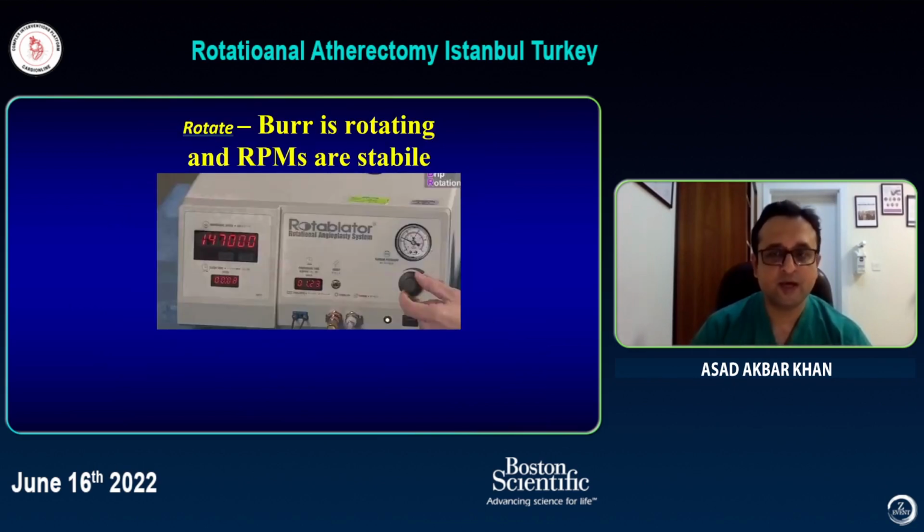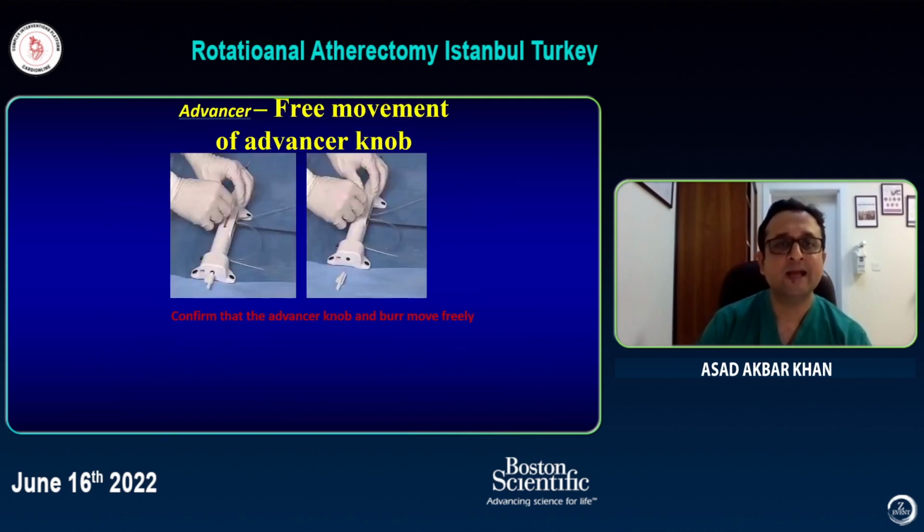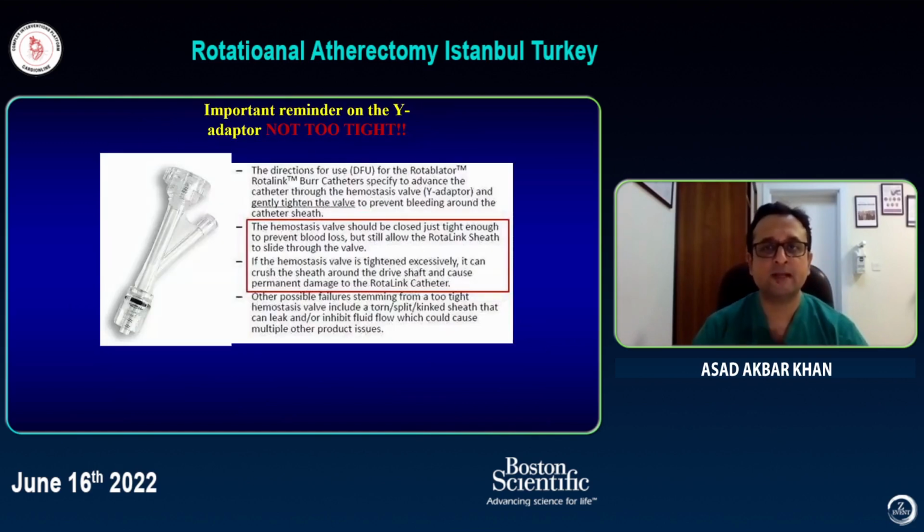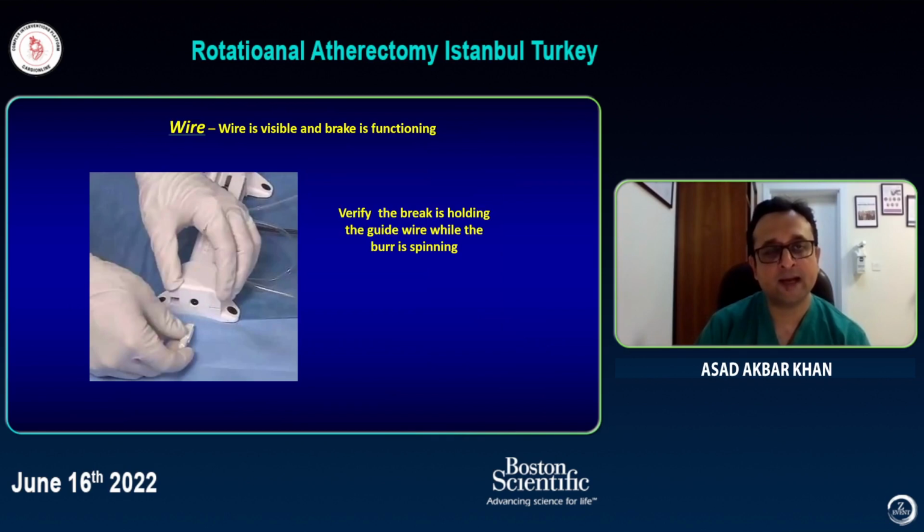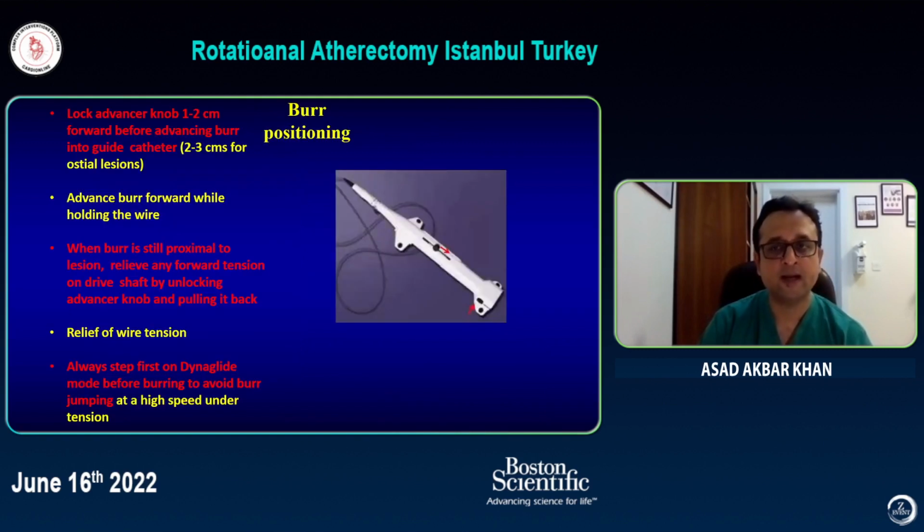R is for rotate. You make sure the rotations are optimum. A is for advancer. You make sure there's free movement of the advancer knob, and also make sure that the Y connector is not too tight, because if everything else is right and the Y connector is too tight, it might not let you move the rotabur forward. And then W is for wire.